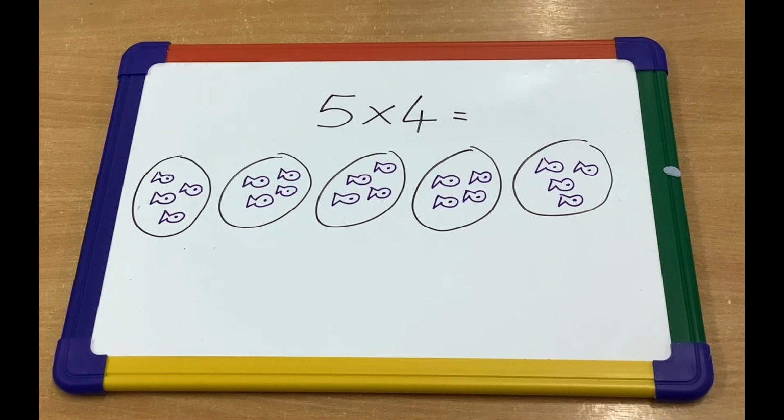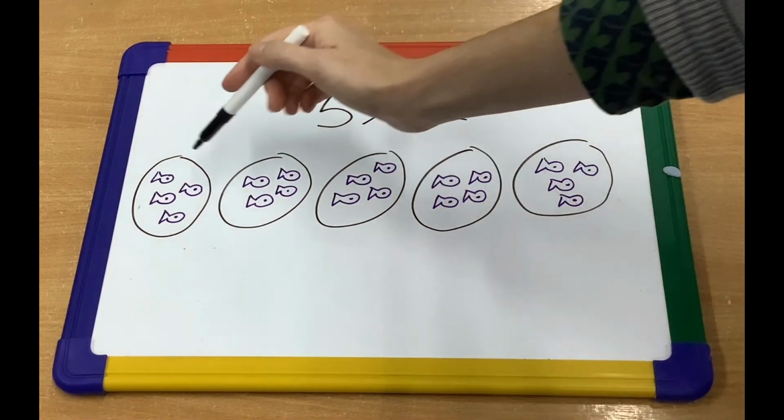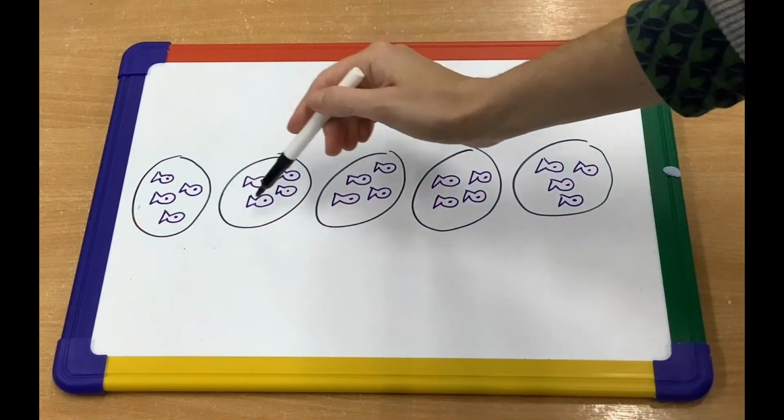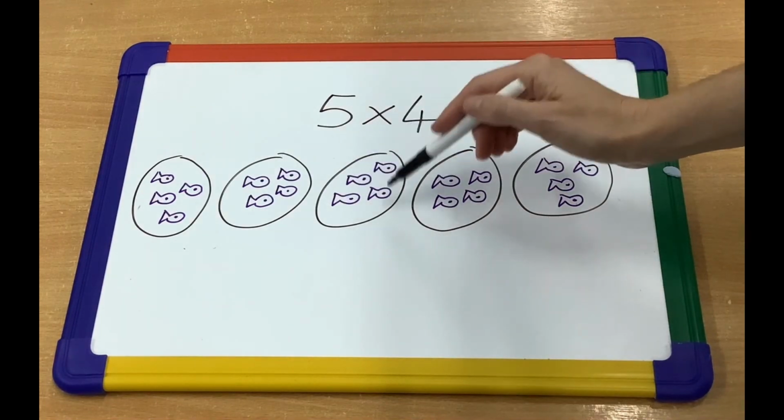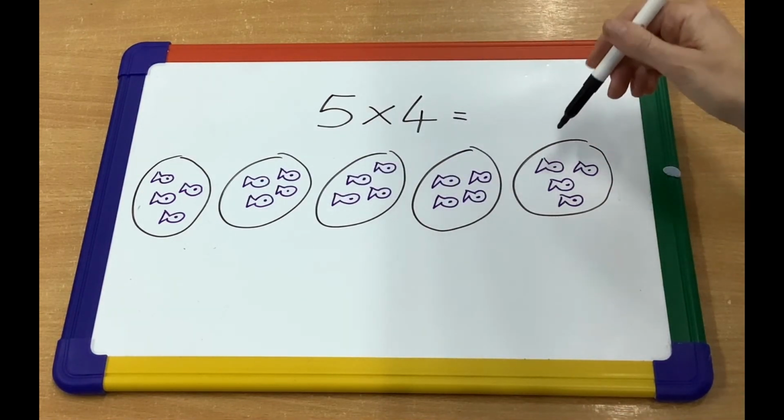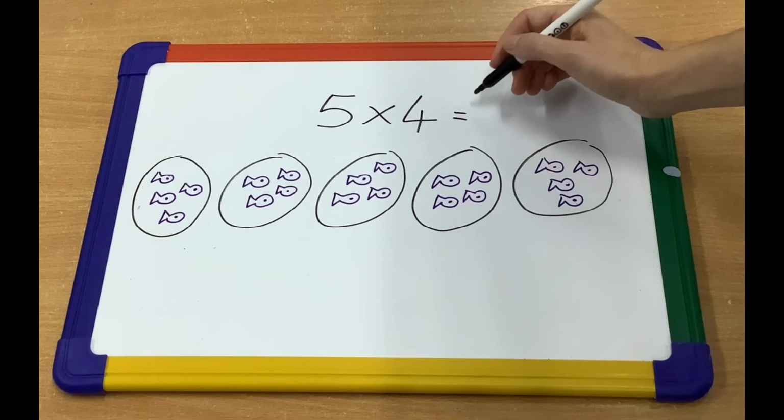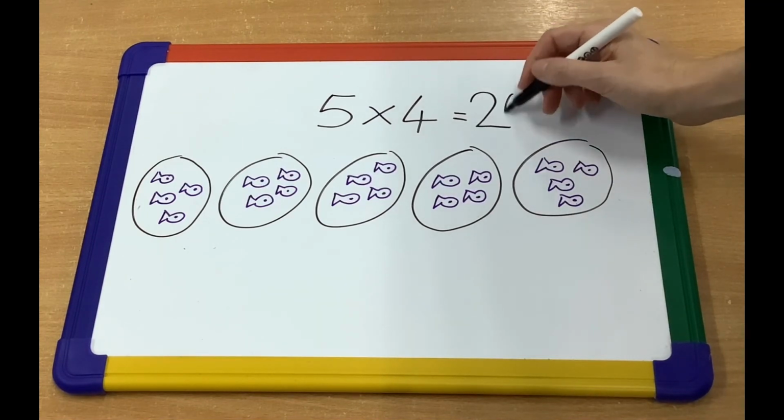So this time I chose 5 times 4, so I needed to draw 5 sets, and there needed to be 4 things in each set, and then to find the answer you need to count all the things. So 1, 2, 3, 4, 5, 6, 7, 8, 9, 10, 11, 12, 13, 14, 15, 16, 17, 18, 19, 20 all together.